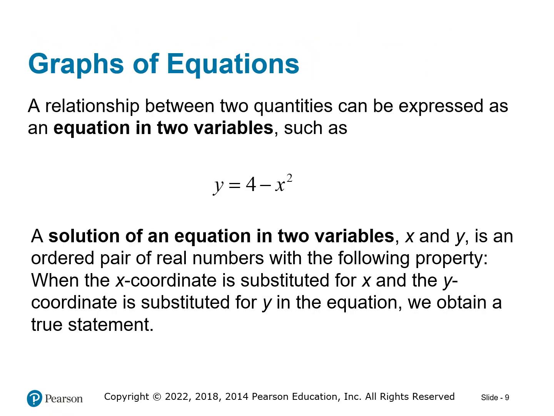Then we have graphs of equations. A relationship between two quantities can be expressed as an equation in two variables, such as y equals 4 minus x squared. A solution of the equation in two variables, x and y, is an ordered pair of real numbers with the following property: when the x-coordinate is substituted in for x and the y-coordinate is substituted in for y in the equation, we obtain a true statement.